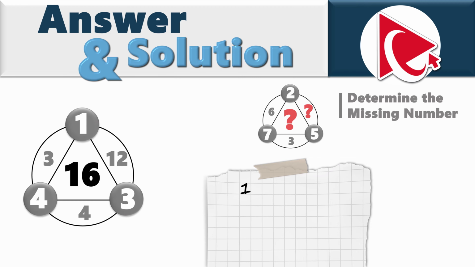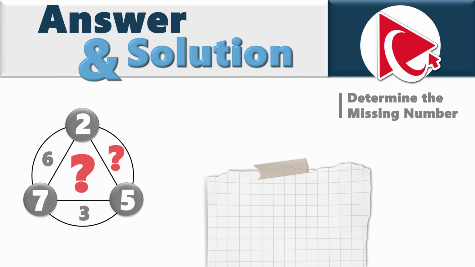Make sure you verify the pattern in the middle shape, but I am going to switch to the third shape, which has two numbers missing. 2 plus 5 equals 7. These are the calculations in small circles.